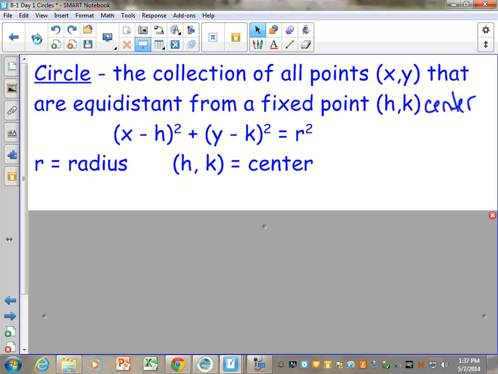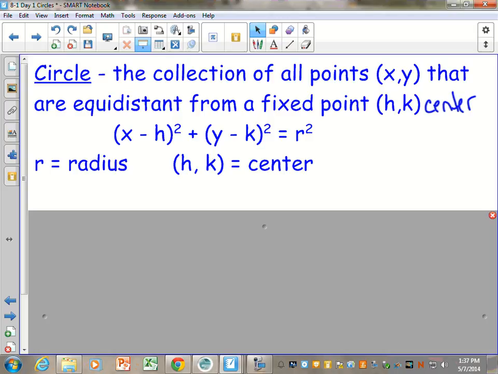All the conic sections are defined about a point equidistant. Mason tried to have the argument with me today that a circle is just a polygon with infinite sides, and I disagreed with him because a circle doesn't have any sides. The definition of a circle is all the points that are equidistant from a fixed point, which is called the center. So any point on that circle is the same distance away, and that's where we get the radius from.